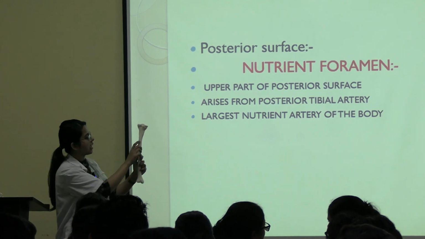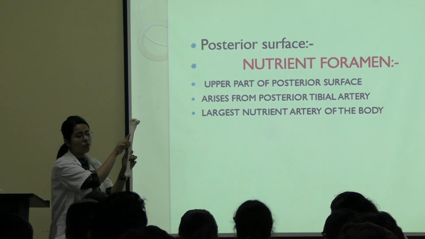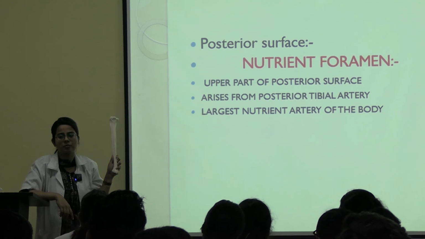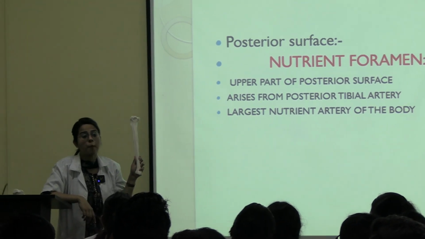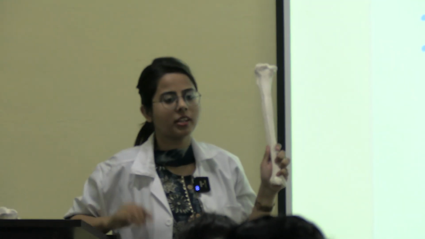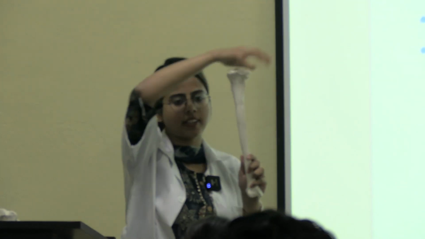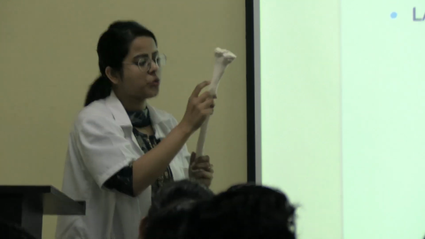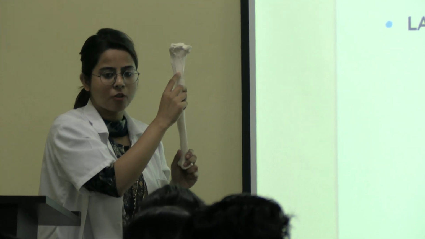Okay, so you can see that this nutrient foramen is directed downwards or upwards? Downwards. So which one will be the growing end of the tibia? Upper part, as nutrient foramina are always directed opposite to the growing end. So this end is the growing end of the tibia. The nutrient foramen is directed downward, so the nutrient artery enters through the nutrient foramen.